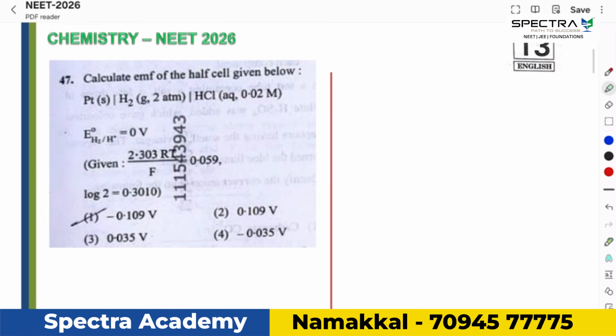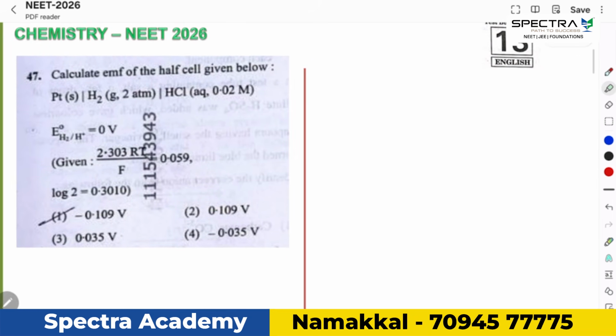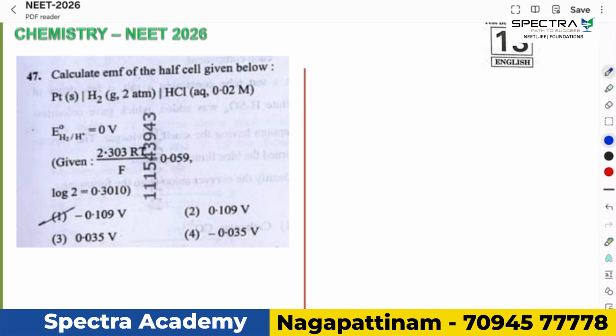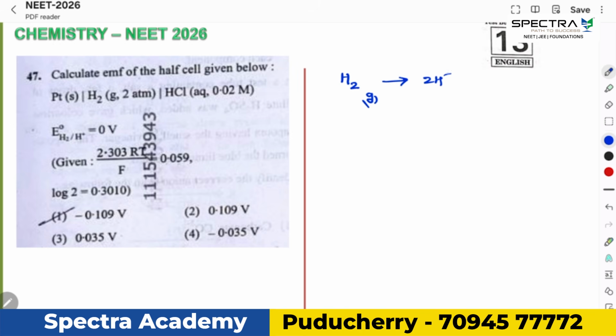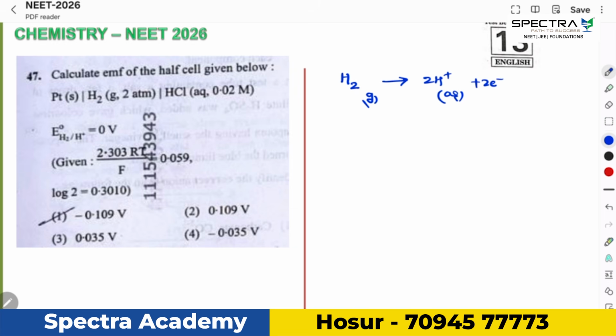Now question number 47. This is a moderate question. They are asking about platinum with hydrogen gas. This hydrogen gas undergoes oxidation and forms 2H plus ions in aqueous solution, with loss of 2 electrons.